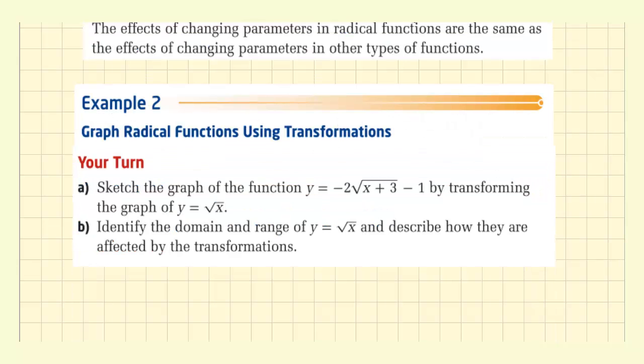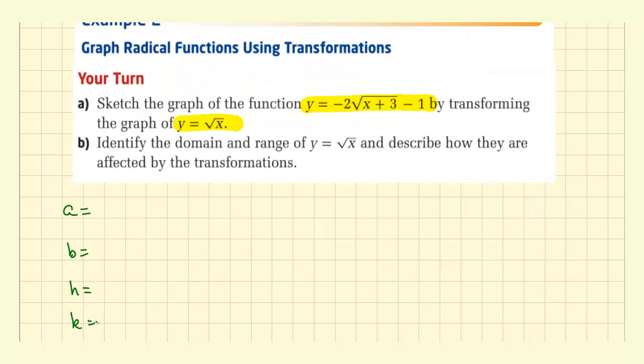In example 2, we've got y equals negative 2 times the square root of x plus 3, minus 1. It's a transformation of this function y equals the square root of x. So let's start first by identifying the values of a and b and h and k. Now the a value is always the one that's in front of the square root function, and that's our negative 2. The b value is the coefficient of x, and in this case the coefficient of x is 1, so we're just going to write b equals 1.